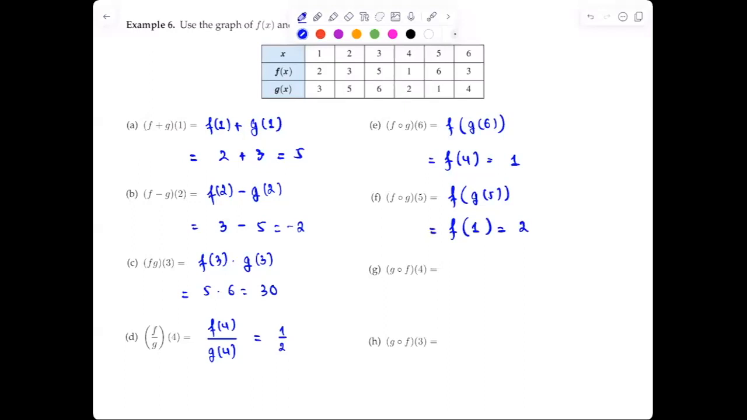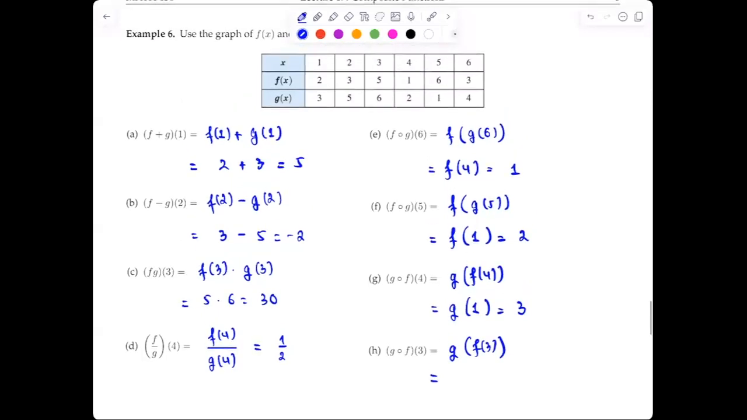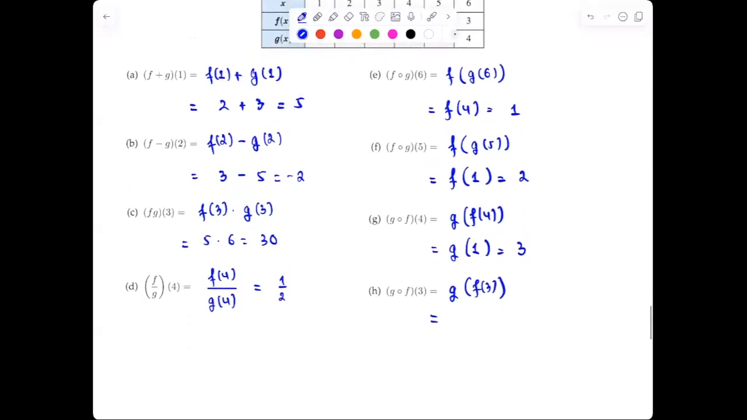So hopefully at this point, you're comfortable with these calculations. You know where the answers are coming from. So I'm going to split up on the last two parts. g of f of 4. f of 4 is 1. g of 1 is 3. And g composed with f of 3, so g of f of 3. f of 3 is 5. And g of 5 is equal to 1.